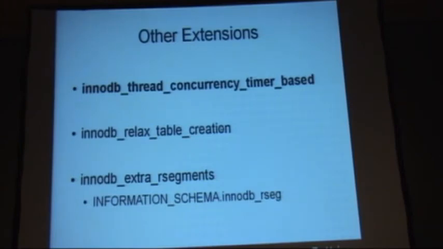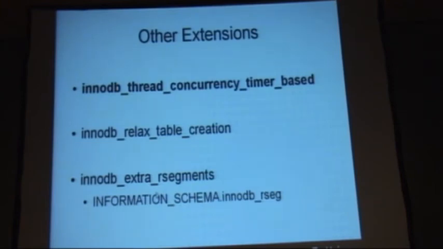Information schema added: you have this InnoDB extra R segments, so you have a new information schema table for InnoDB RSEG. Basically RSEG is a rollback segment. So rollback is in your undo buffer. When you start a transaction and you do a couple of queries, you have some things that you might need to undo if you roll back. That's called the undo buffer, and that's stored in the R segments. If I roll back, what would I need to do? Okay, I need to undo that.